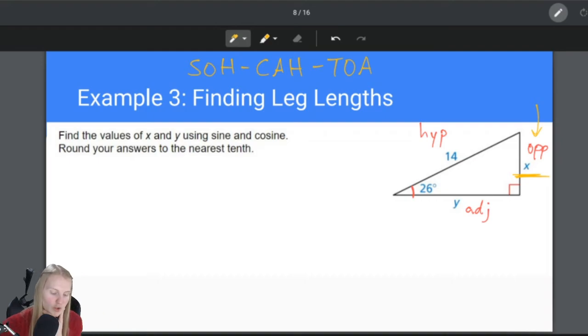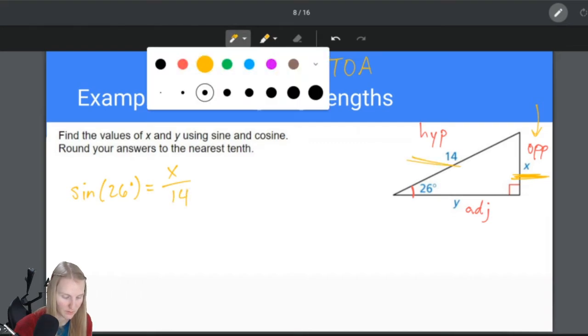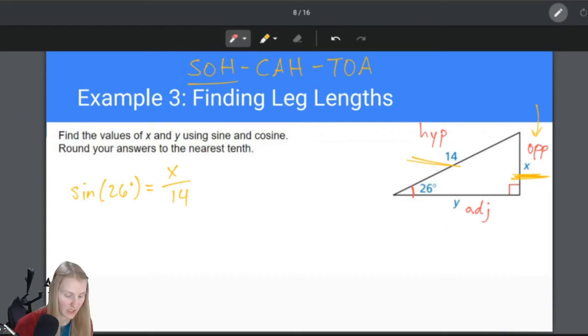SOH-CAH-TOA, which one has to do with the opposite? Well, sine and tangent both deal with the opposite. Today, we're just dealing with sine and cosine, so you know that we're not going to use tangent. But also, if we used TOA, opposite over adjacent, I still don't know what the adjacent side is. So tangent isn't going to help me. So you know we're using sine. So sine of 26 degrees is equal to the opposite, x, over the hypotenuse, which is 14.